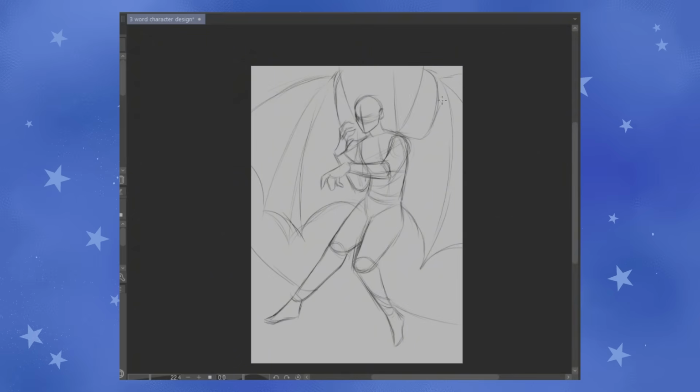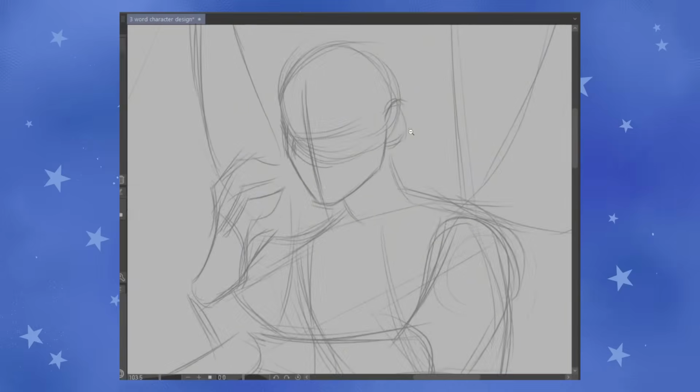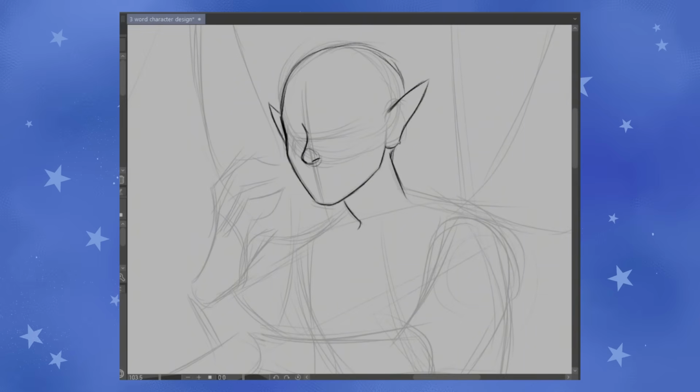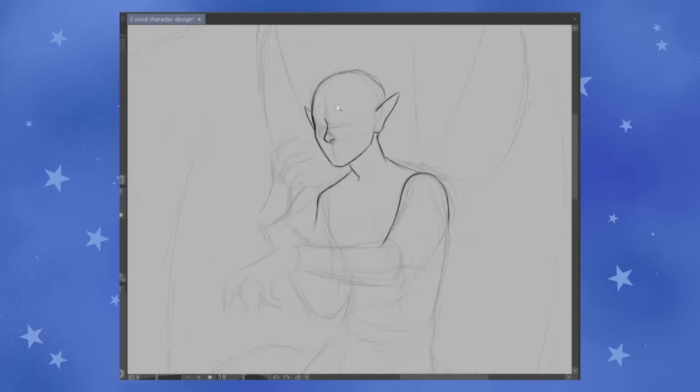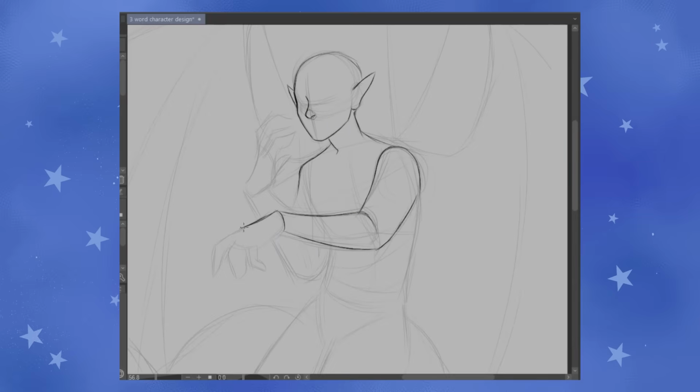I wasn't too sure where to go with the pose, as I didn't want them standing on anything because that would involve a background, so maybe hovering, floating in air. They have bat wings, that could work.